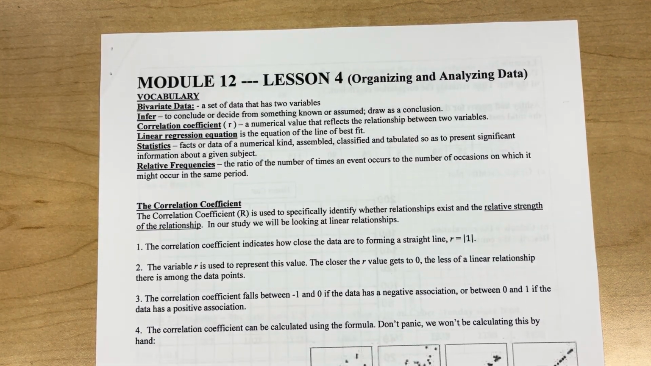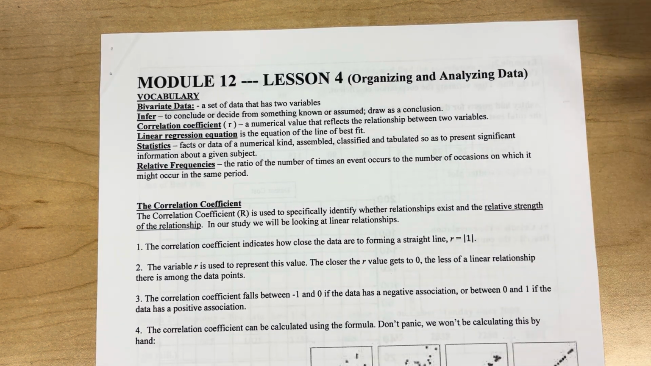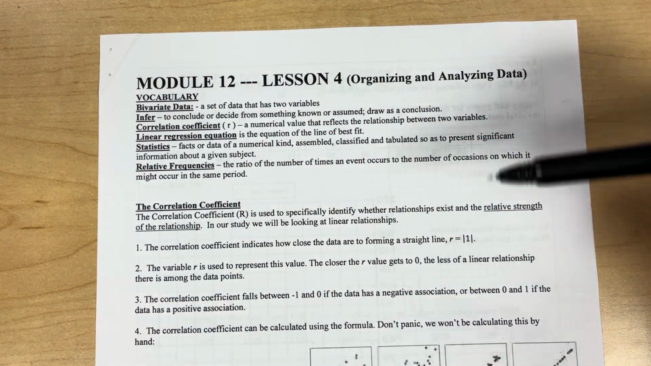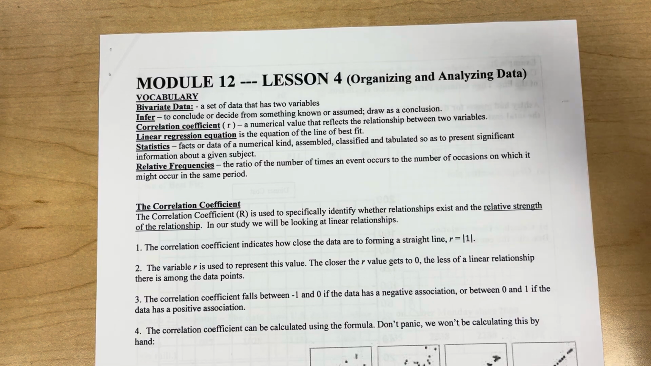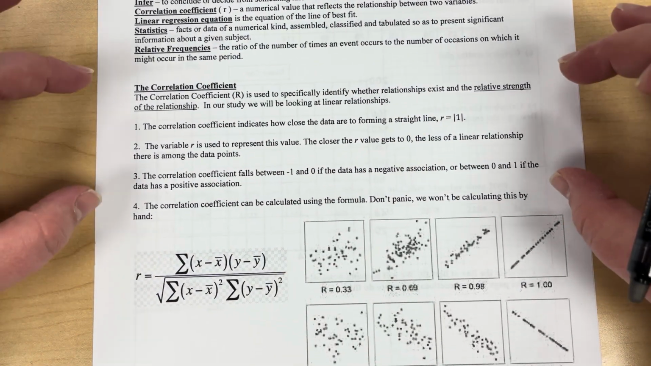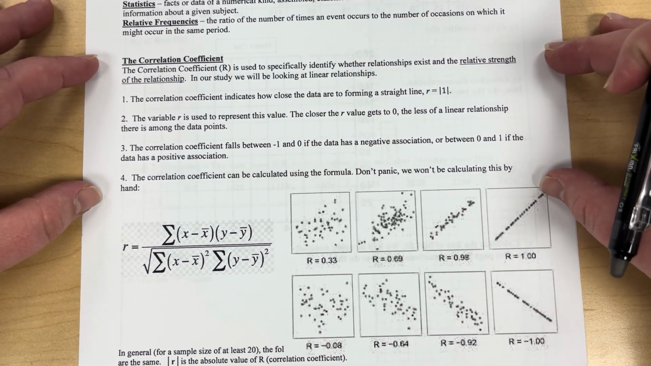Hey guys, in this video, we're going to be talking about lesson 4 of module 12, which continues our discussion about organizing and analyzing data. Now, the very first page of this set of notes is all informational. So there's vocabulary to look over, a lot of information on correlation coefficient and those types of things. Now, before you panic because of all the words here, I want you to understand that you need to know what a correlation coefficient is, but we are not going to calculate any of this by hand.